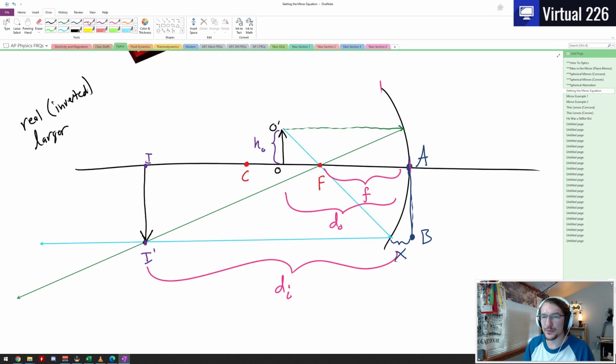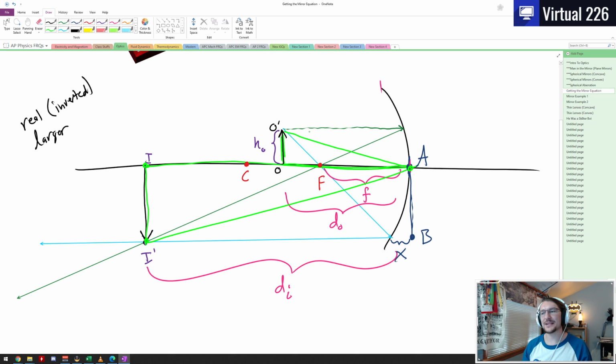What we should be able to see, if we kind of sketch this out initially, is that if we go from O, if we make a triangle here, like this, this triangle that I just built from O prime to A to O is actually a similar triangle from I to A to I prime. So these two triangles in this bright garish green right here, these are similar triangles.